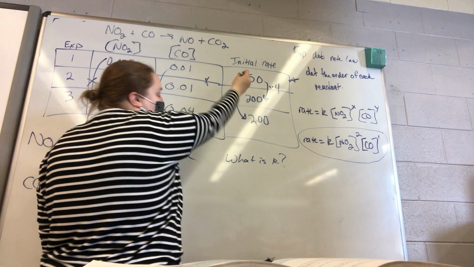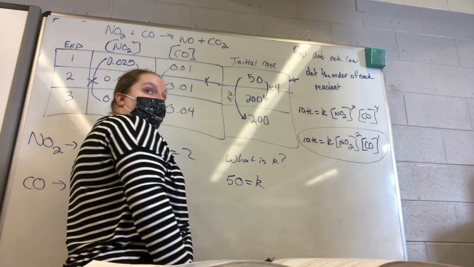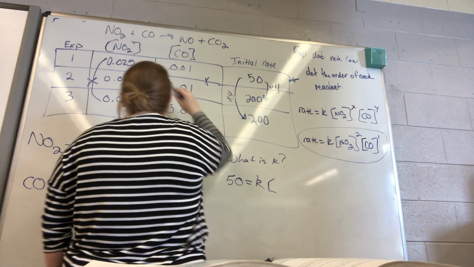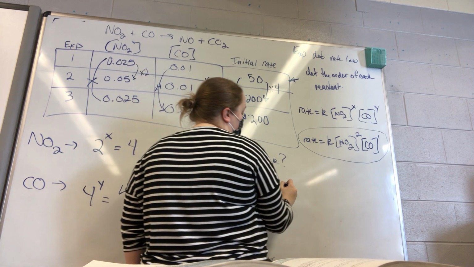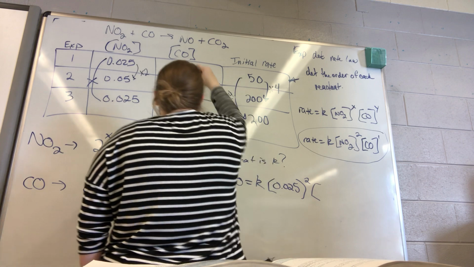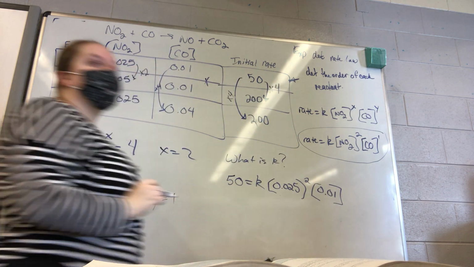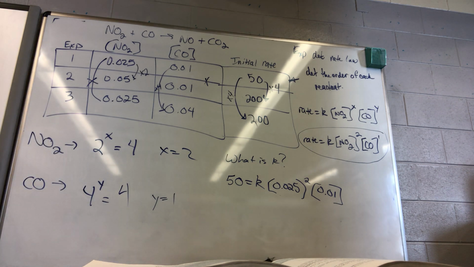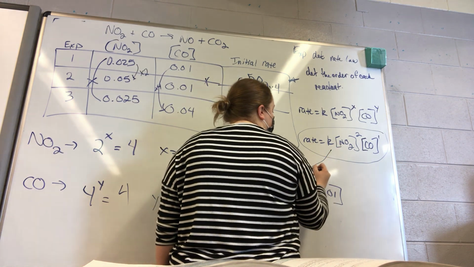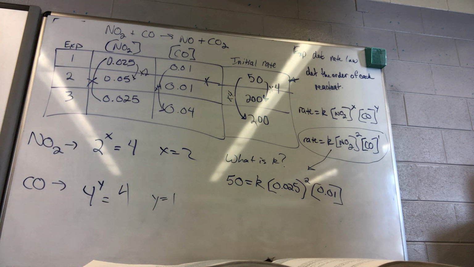So we're going to plug in the rate I had, 50, equal to the value we don't know, times the concentration of NO2 squared, times the concentration of carbon monoxide, and I'm going to solve for K. So I took this rate law that I determined from the data, plug in some numbers, and I find K.